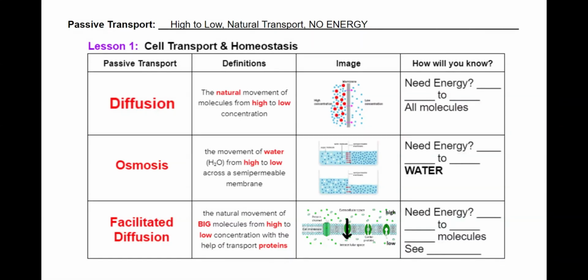Now let's talk about how we will know, either from the definition or from the image. So does it need energy? Is it going from low to high or high to low? And in this case, we know that diffusion needs all molecules. So let's answer that question. So first off, doesn't need energy, goes from high to low, and all molecules do this. Gas, water, whatever.